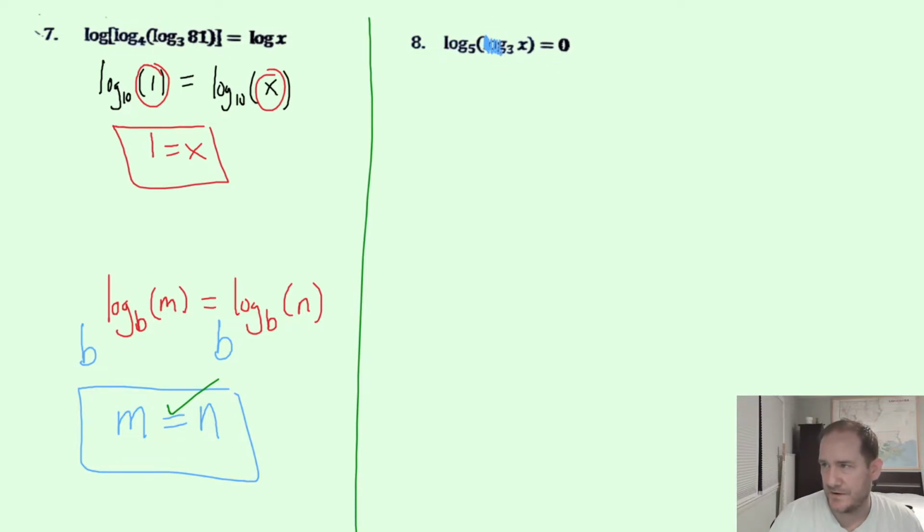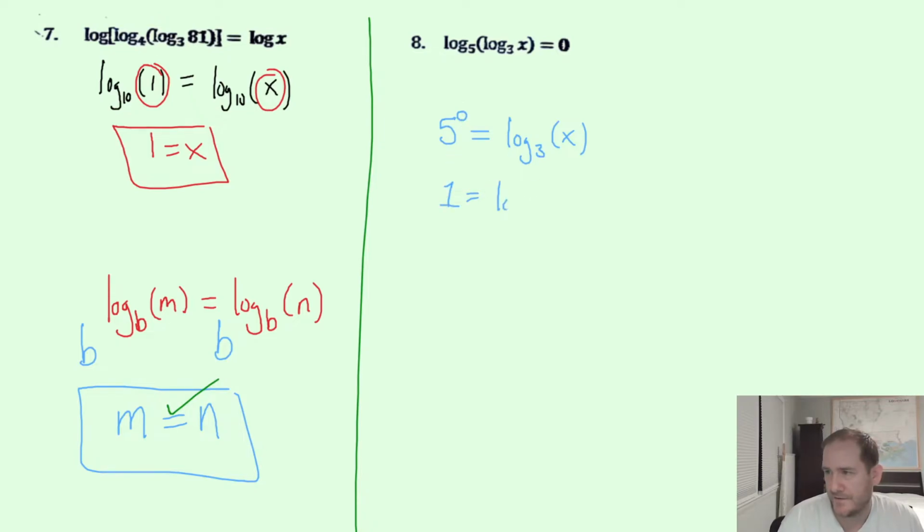Pretend this was just a log, and the inside was normal. Wouldn't we convert right to exponential notation? We'd be like, okay, let's say that 5 to the 0 equals whatever we had in parentheses. Well, what we have in parentheses is log base 3 of x. So we sort of resolved the outermost log by just turning it into exponential. And now 5 to the 0 I can evaluate. 5 to the 0 is 1.